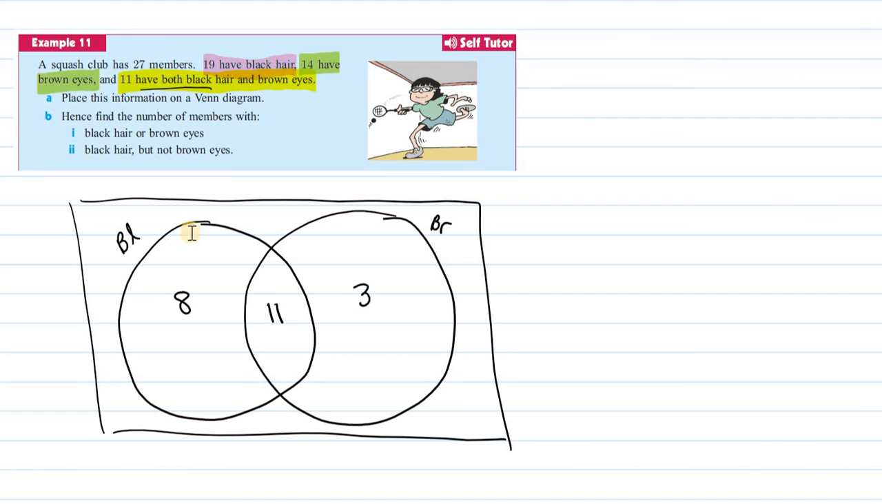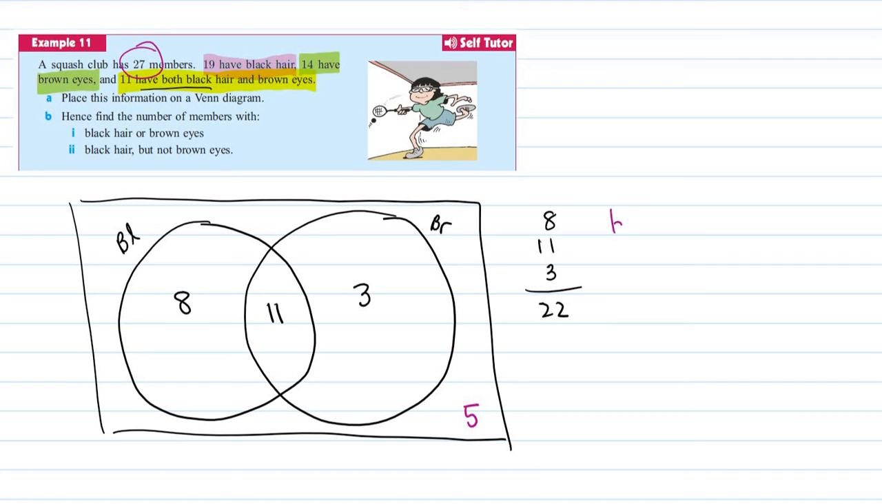Now we need to go through and figure out, okay, the number of people who have black hair only is 8. The number of people who have both is 11. The number of people who have brown eyes only is 3. And if we add all of those up, we end up getting 22. But how many people were in the squash club? Well, again, working backwards, we go back here. The squash club has 27 members. So that means that there are 5 people chilling in this universe that have neither black hair nor brown eyes. So that 5 gets placed out here in the universe. So this is how we would figure out the Venn diagram.